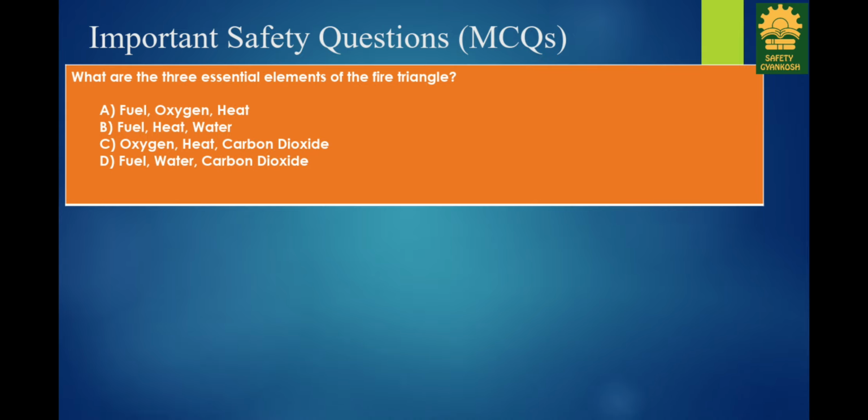First question: what are the 3 essential elements of the fire triangle? A. Fuel, oxygen, heat; B. Fuel, heat, water; C. Oxygen, heat, carbon dioxide; D. Fuel, water and carbon dioxide. The correct answer is A. Fuel, oxygen, heat. These are the 3 elements of the fire triangle. If any of them, either fuel, oxygen or heat, is removed, fire will not take place, or if fire has already occurred, it will get extinguished.